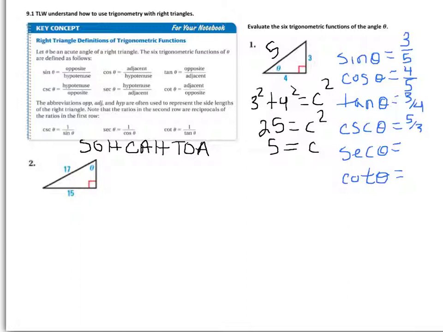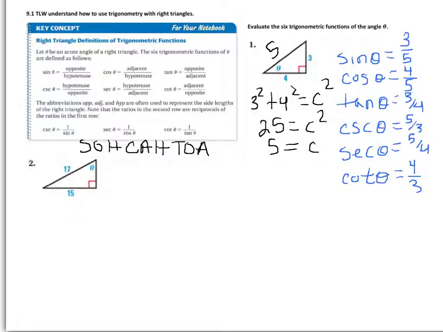Secant is the reciprocal of cosine, so it's hypotenuse over adjacent. So it would be 5/4. See, sine and cosine are always less than or equal to 1 and greater than or equal to -1. Okay? And then cotangent is the reciprocal of tangent. So tangent is 3/4. So cotangent is 4/3. That's it. Okay?